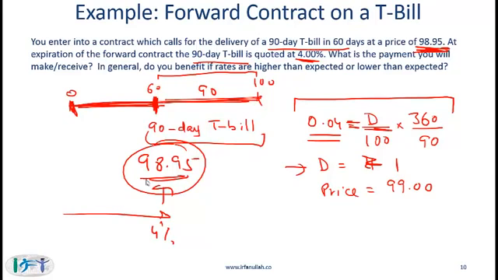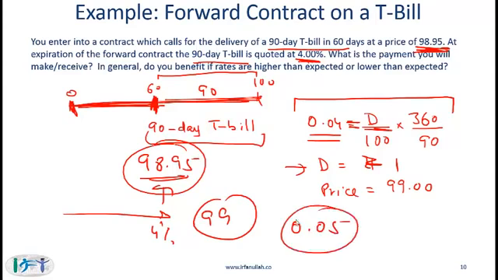So you are buying an instrument for 98.95 and the actual market price over here given the market rate is 99. So on $100 par, you are benefiting by 5 cents. The next part of the question is, in general, do you benefit if rates are higher than expected or lower than expected? If the contract is set up this way, where you have locked in a given price, then think about what happens to the bond price with different rates.